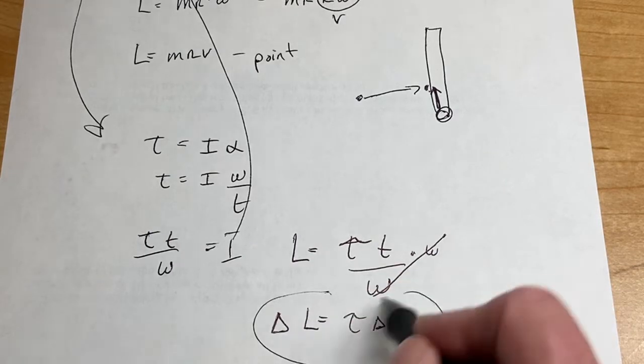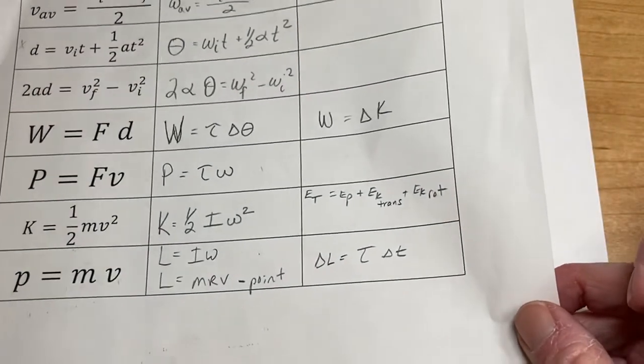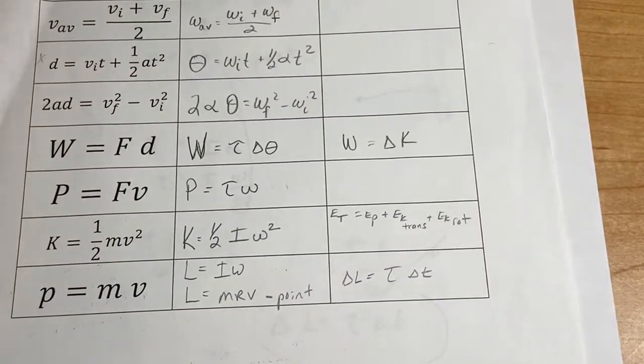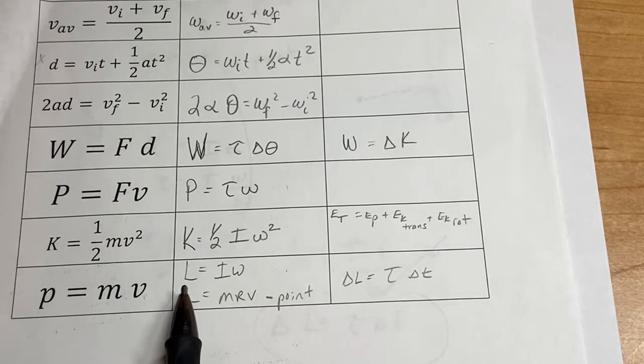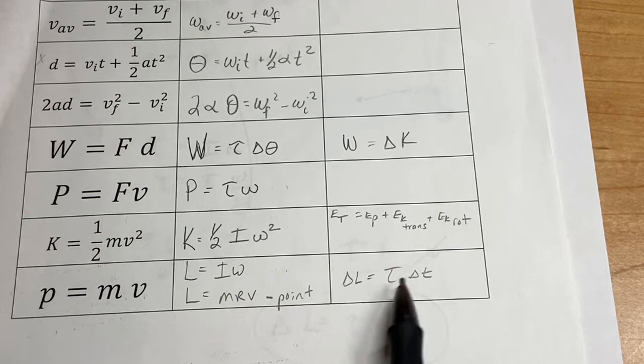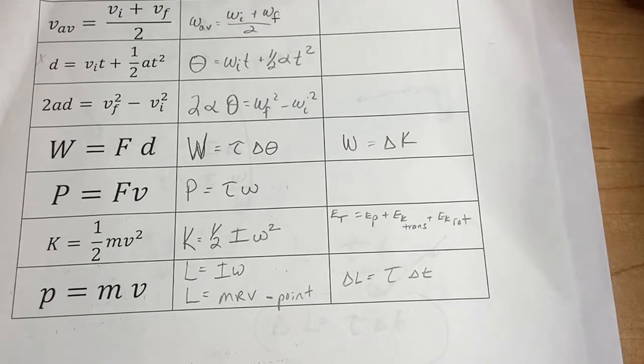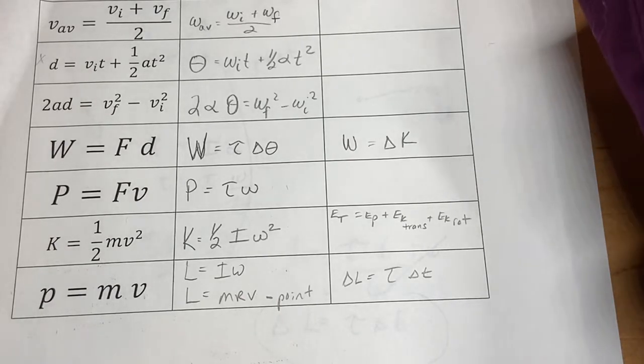So I show you these because, let's go to the formula page and add the following. So momentum, L equals I omega. If you want to put rigid body there, that's fine. L equals MRV. Okay, we just put it in that order for a point. And then the change in momentum is the torque times the change in time. So yes, your formula page is officially done, and you should know what that means. You can always play this video over.